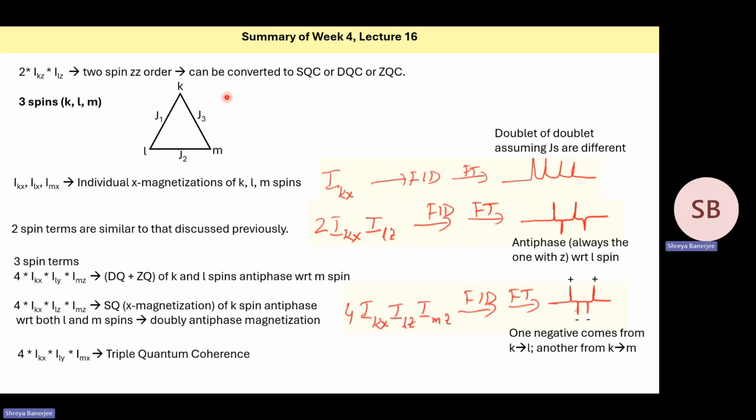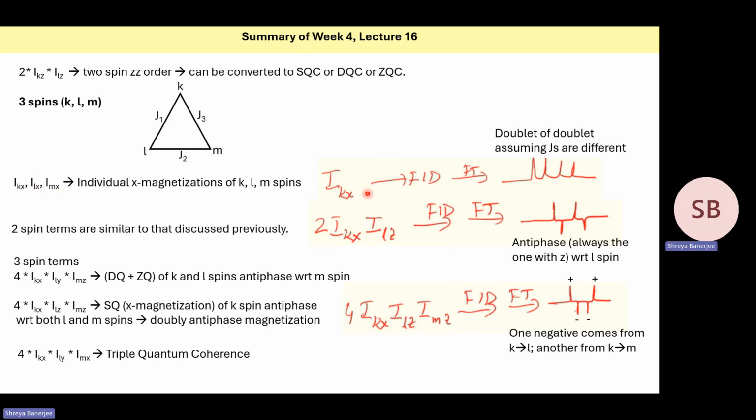Now you can have a three spin system. In the three spin system, again, you can have individual spins. Suppose you have three spins K, L, and M. So IKX is the X magnetization of the spin K. Similarly, ILX or IMX is talking about just the X magnetization of that particular spin.